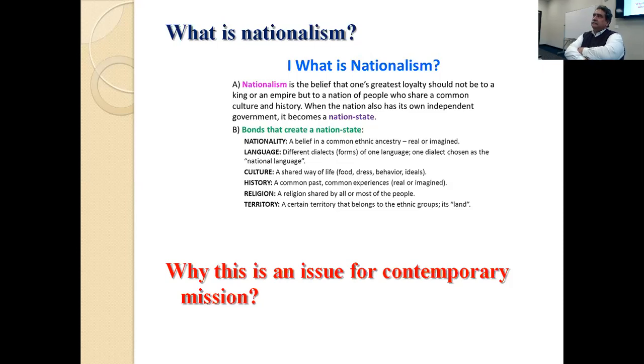So basically, the issue is that eyebrows are raised when we come into many places. Maybe so. I'm not saying everywhere. In many other countries, they welcome missionaries. For example, American missionaries were welcomed before the Islamic Revolution in many parts of Iran, even an Islamic country, because they brought the gospel, but they also helped build schools, hospitals, and many other things.